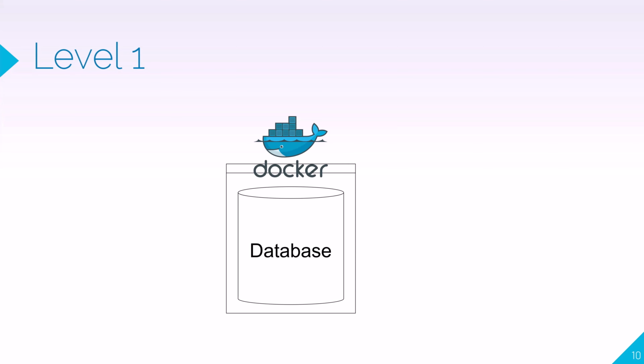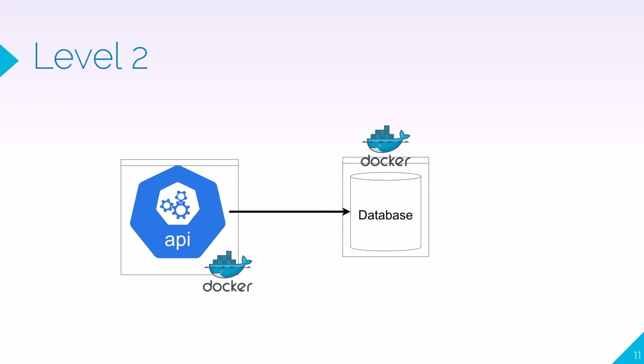So the first level of our exploration will see us containerizing a database. We're going to be using SQL Server, but we're going to look at how we can put a database in a container and why we would probably want to do that. Then we're going to containerize an API, which is then going to connect to the containerized database. So now we have two components that are in their individual containers but able to communicate.